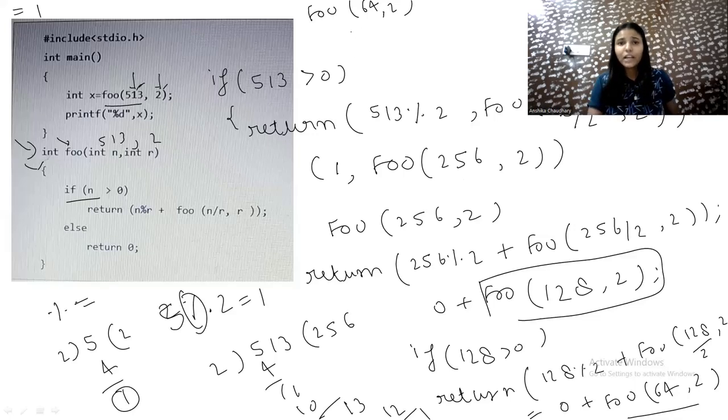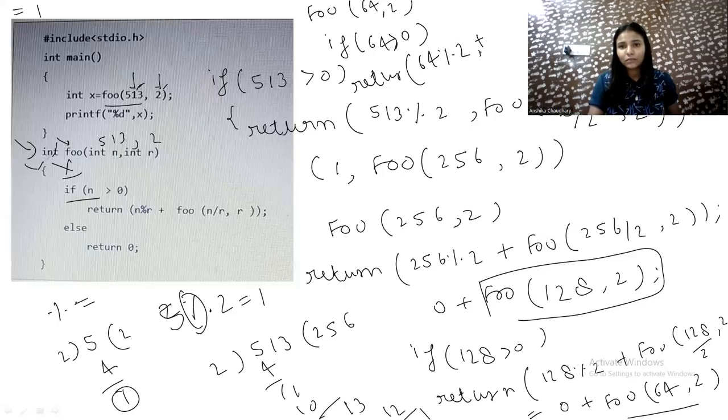Okay, now we will come here and check if n is greater than 0. So if 64 is greater than 0, yes it is, so we will come into the if part and return 64 modulus 2 plus, we are again calling the function. Now 64 divided by 2 comma 2.